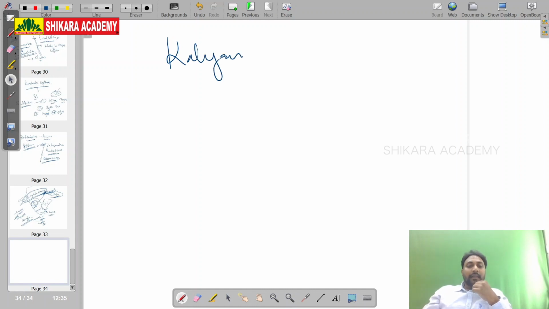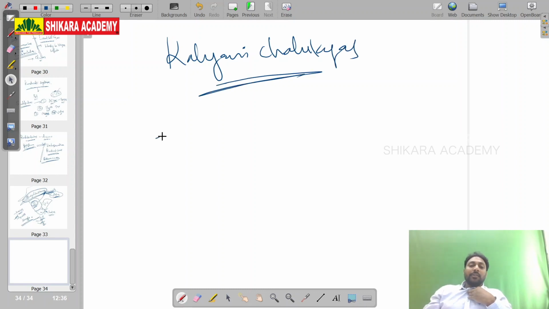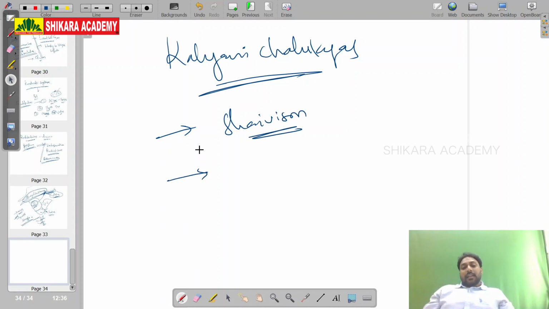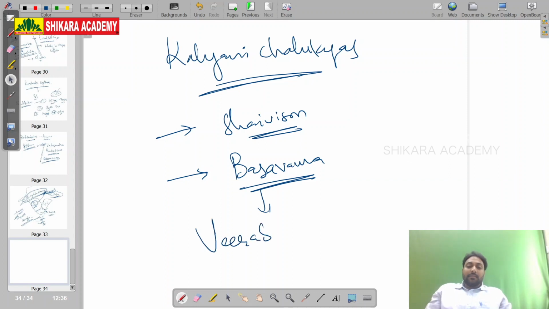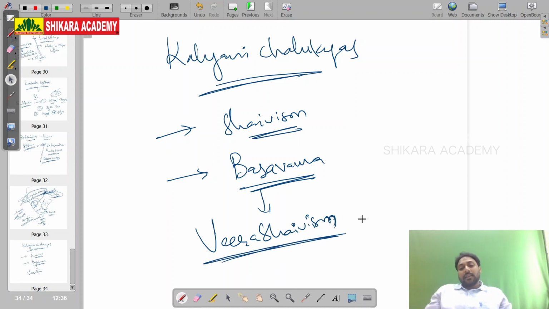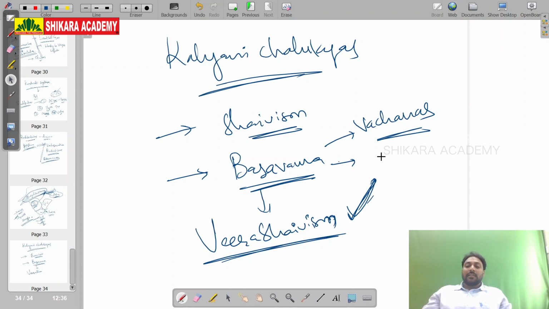Then in the Deccan, after the Rashtrakutas came the Kalyani Chalukyas. During the Kalyani Chalukyas, there is Shaivism. Shaivism is all about a person in Karnataka, Basavanna. Basavanna started a sect in Shaivism called Veera Shaivism. Basavanna wrote vachanas, songs on Shiva. Basavanna's followers are called Veera Shaivites.